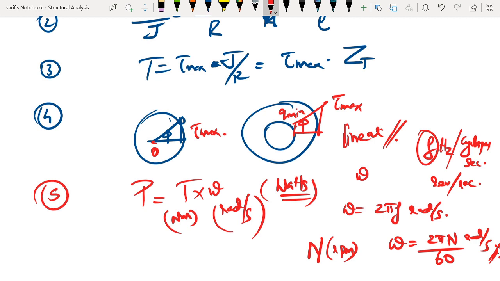So with this we end our discussions on the theoretical part related to torsion of circular shaft. We will do some of the numericals in the next lecture.